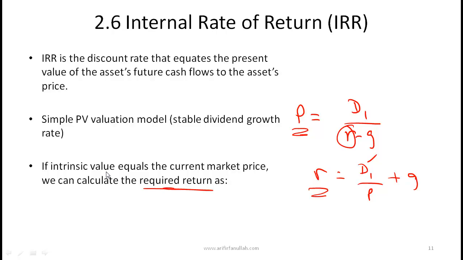If the intrinsic value equals the current market price, what is this saying basically? This is another way of saying that the market is efficient. In an efficient market, the market price is the intrinsic value. If that is the case, then this becomes the required return also. If you look at finance textbooks, where you are calculating the required rate of return, sometimes you use this formula. What is the implicit assumption? The implicit assumption is that you have efficient markets.